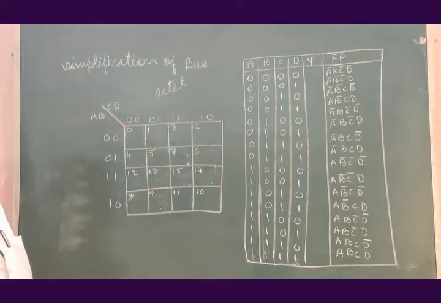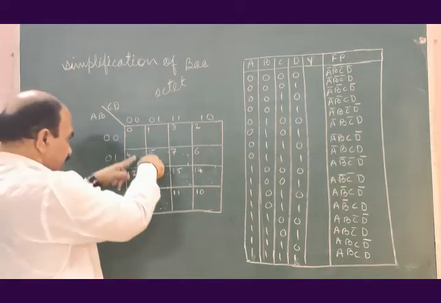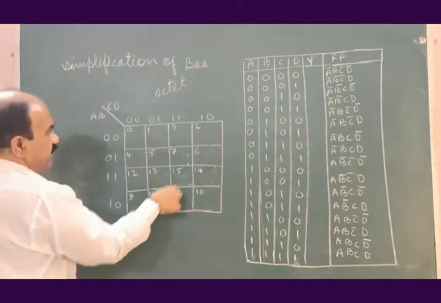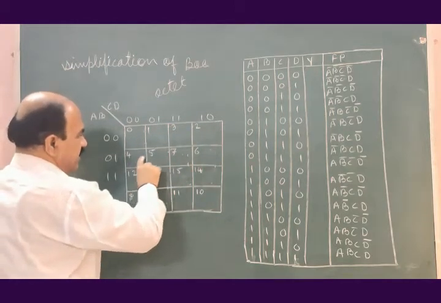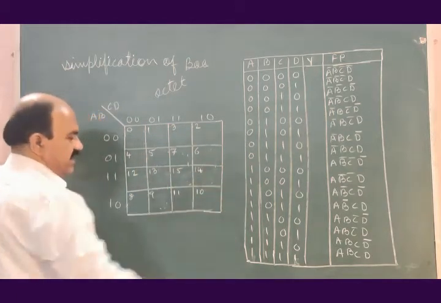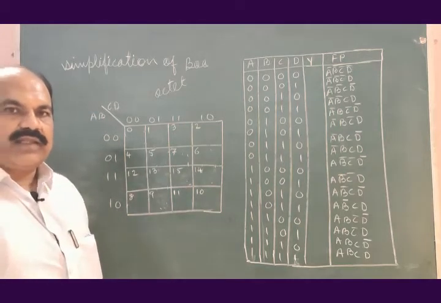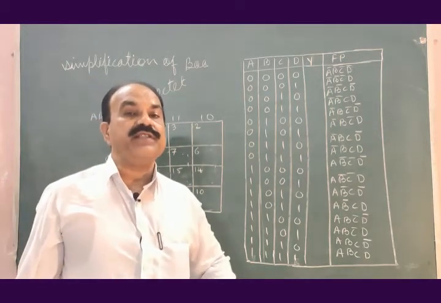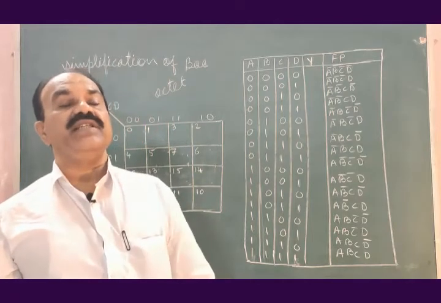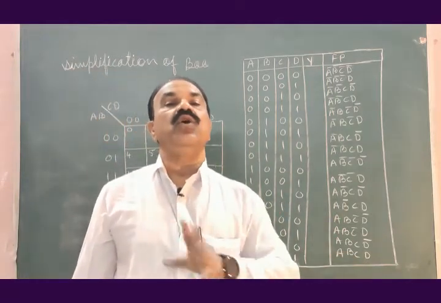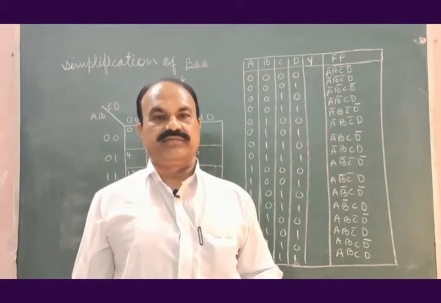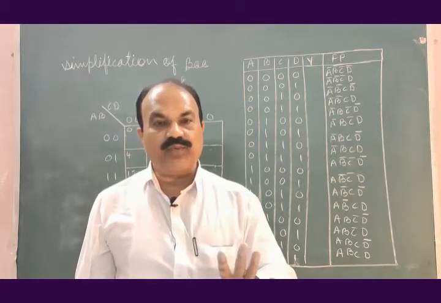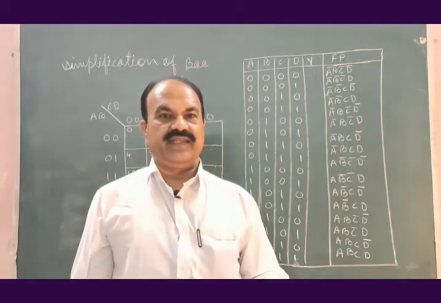What is an octet? An octet is a group of 8 ones. Those 8 ones may be in these cells, or these cells, or these cells. They may be adjacent to each other horizontally or vertically in rectangular form. Make a group of these 8 ones.